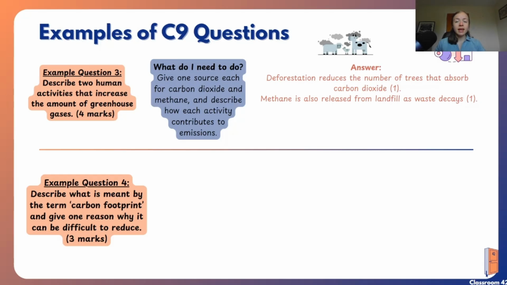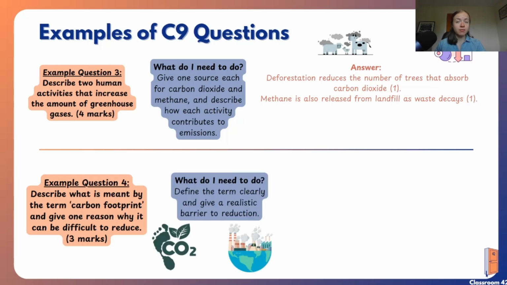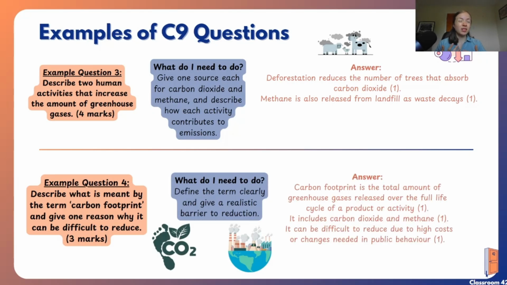So question 4 is describe what is meant by the term carbon footprint and give one reason why it can be difficult to reduce. So here we're just describing, defining that term, and then giving a clear and realistic barrier to the reduction. So an example answer could be that carbon footprint is the total amount of greenhouse gases released over the full life cycle of a product or activity. And these include carbon dioxide and methane. It just gives a bit more of an extra point to really explain what carbon footprint is. It can be difficult to reduce due to the high costs, which could be a mark.